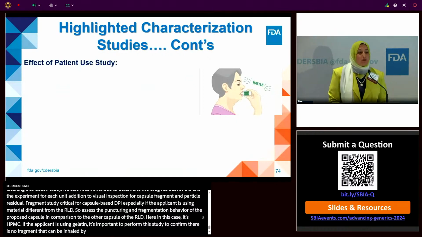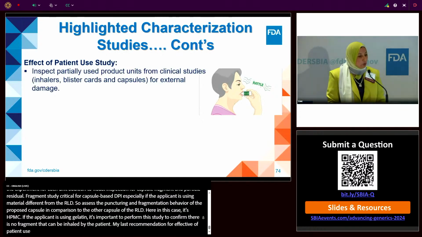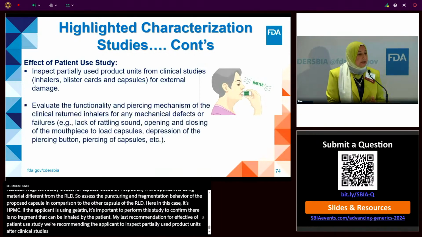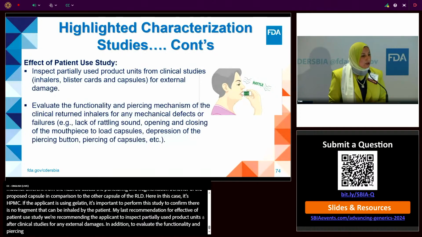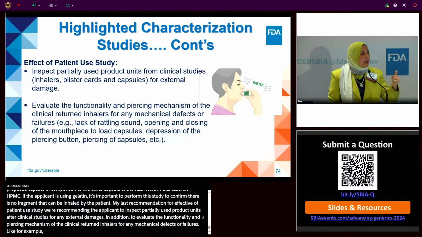My last recommendation is for the effect of use study, where we are recommending the applicant to inspect the partially used product units coming from clinical studies for any external damages. In addition, to evaluate the functionality and piercing mechanism of the clinical return inhalers for any mechanical defects or failures. For example, the lack of rattling of the capsule, how to pierce the capsule, failure of pressing the button. These are really critical functional defects.